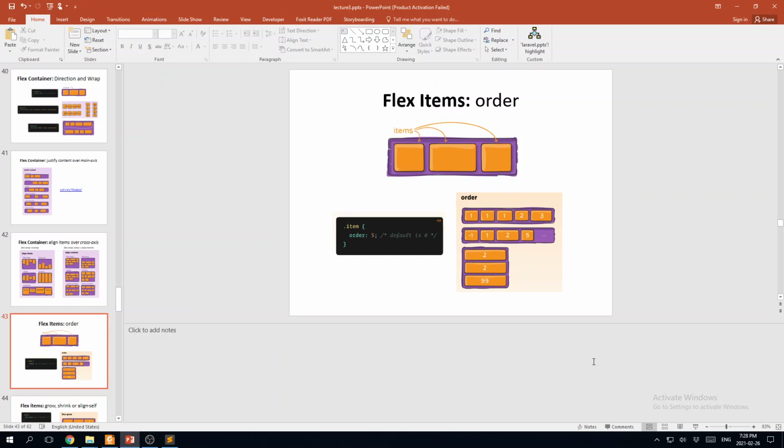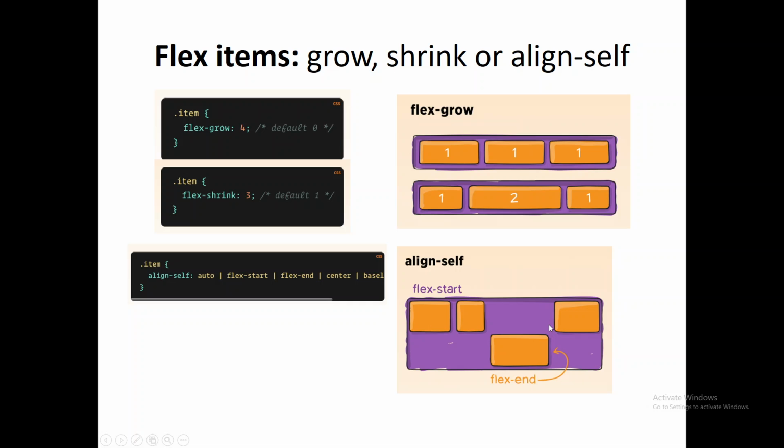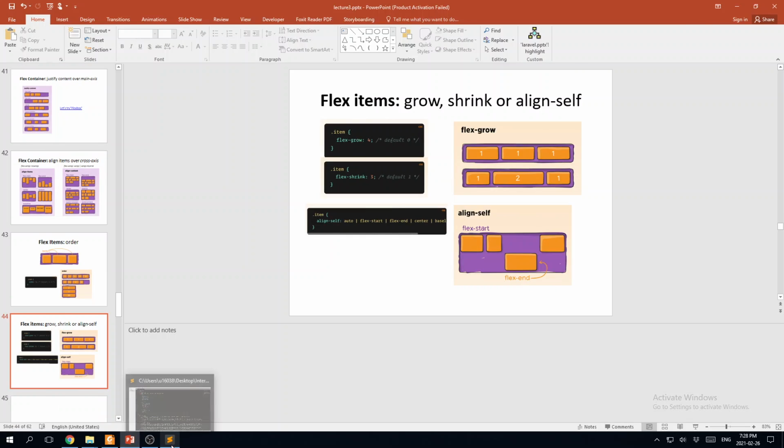Okay, so I can also use the grow and shrink properties. The grow and shrink properties are kind of the proportions at which these boxes will occupy the space. Okay, so if we do not specify the width of these boxes.